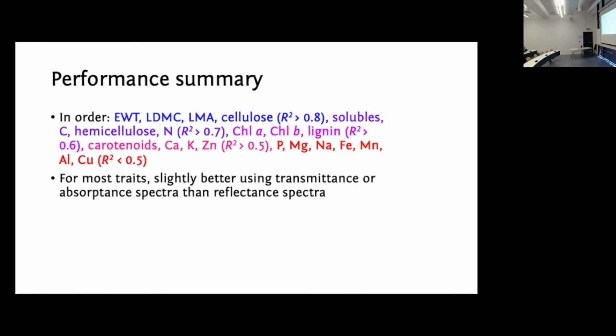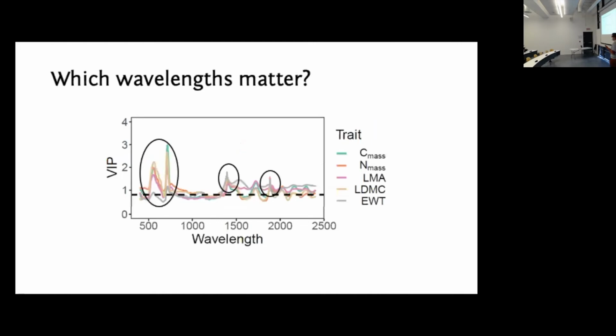And I mentioned again that we have transmittance spectra, and using reflectance and transmittance, you can calculate absorptance. For most traits, the models are slightly better when you use transmittance or absorptance spectra than reflectance spectra. I'm not going to show exactly how much, but they're slightly better than with reflectance spectra. You can also ask which wavelengths matter.